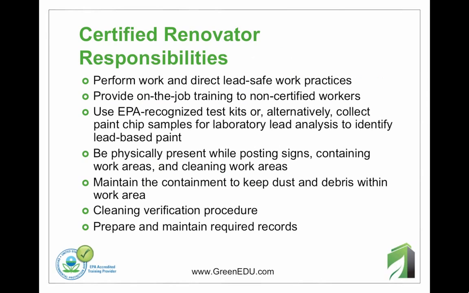A major responsibility of the certified renovator, and only a certificate holder can do this, is use an EPA-recognized test kit or collect paint chip samples for lab analysis to basically identify, is this lead-based paint or not. If it comes back negative, that test, well, then the RRP rule pretty much ends there. There's no lead paint disturbance, so you go along business as usual. But once the test comes back positive for lead paint, this is when the entire rule kicks in. So what does that mean?